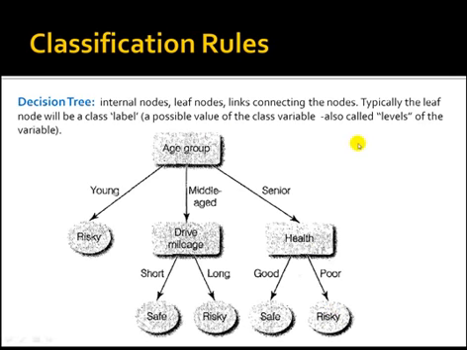And by the way, that's also called a level of the variable in some other discussions. So the levels would be safe and risky. The levels for age group would be young, middle-aged, and senior.